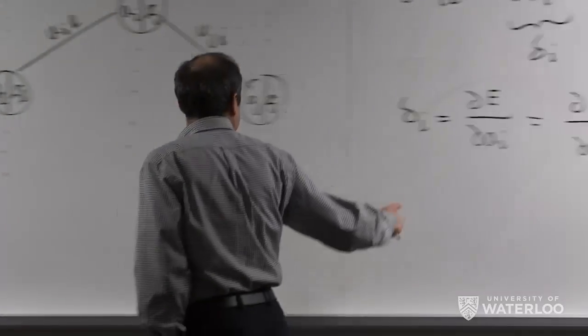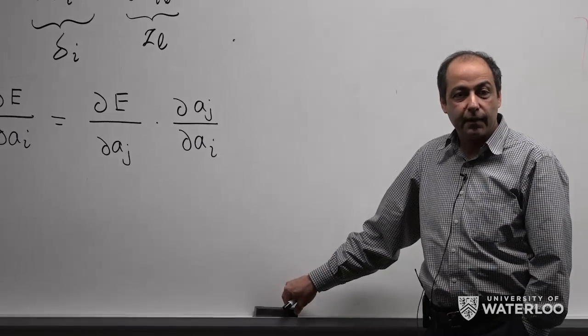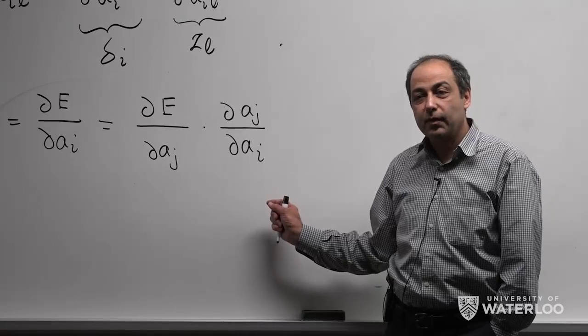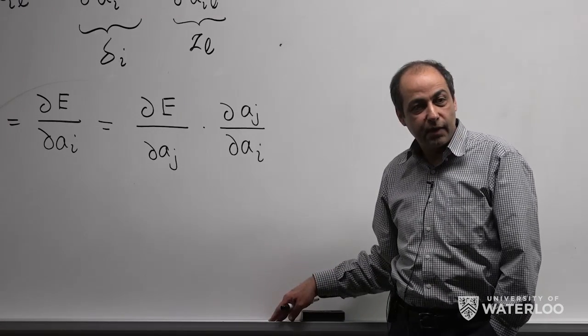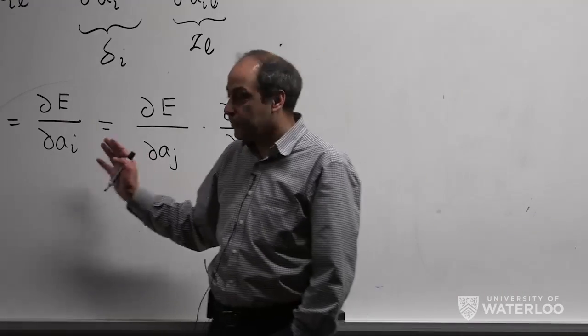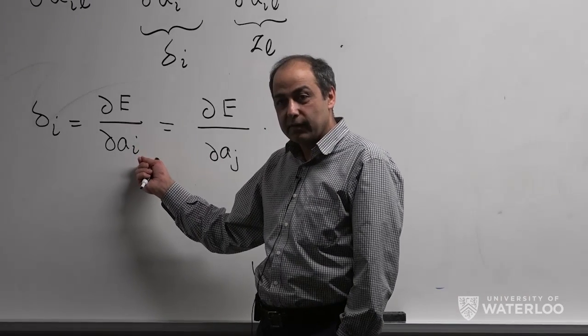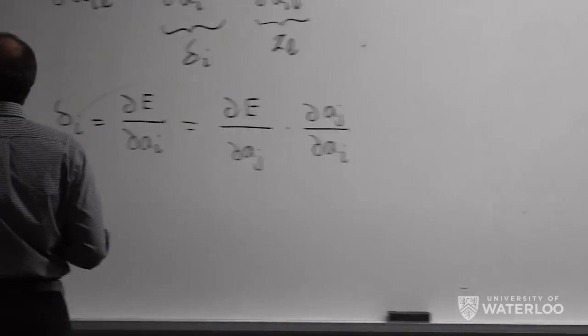Is that right? It's not quite right. I need to make a small change here to make it right. Do you know what that is? Just think about the concept of derivative. I'm perturbing AI. If I'm perturbing AI, I'm trying to write it in terms of AJ.